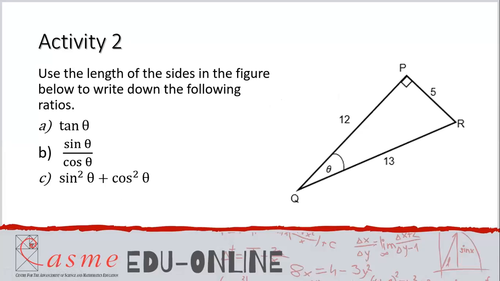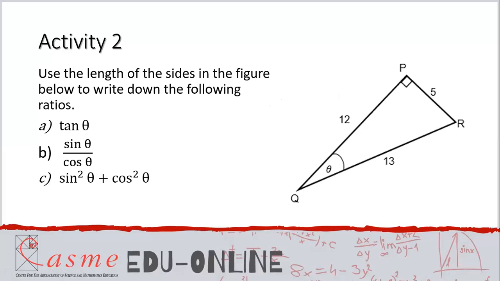Now here's the second activity. They say here, use the lengths of the sides in the figure below to write down the following ratios. It's fine, you can use the names of the sides, like PR or PQ. But in the end, you need to use the numbers that are given. Instead of saying PR over something, you write 5 over some other number.